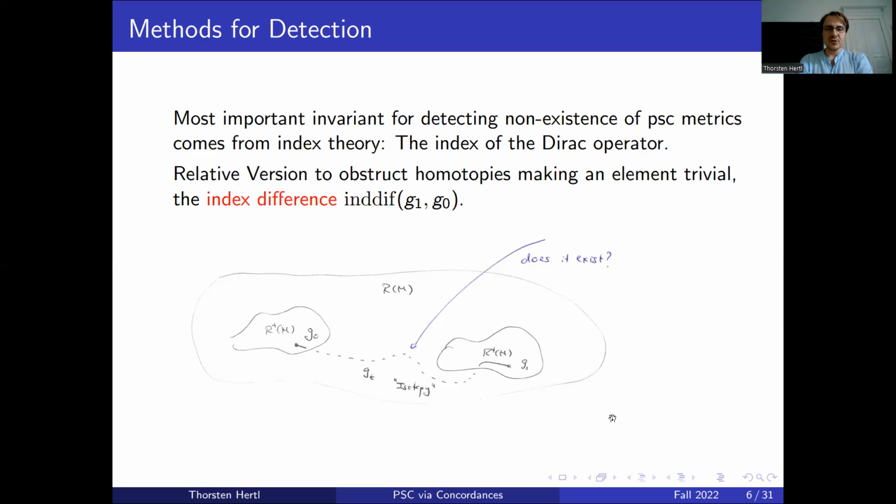And with a slight modification of this kind, we can actually cook up secondary invariants that obstruct the existence of such a path. This kind of relative or secondary version of the index is the so-called index difference. It is, so to say, an objective function that you feed with two Riemannian metrics, g1 and g0. And the result is then an element in an abelian group, the so-called real K-theory group, which is dependent on the dimension of the manifold, either equal to 0, Z over 2Z, or the integers itself.